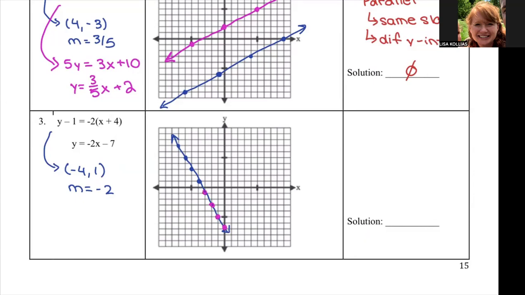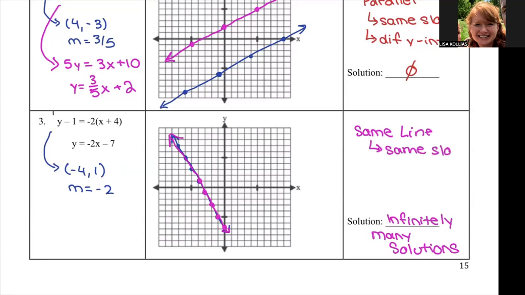This is what should have happened: these graphs happen to be exactly on top of each other. So we would call that infinitely many solutions. Every single point on the line is a solution. Not every coordinate point, only the points that are on the line. This is when they have the same line, which means they have the same slope and the same y-intercept. You can call this IMS for short.